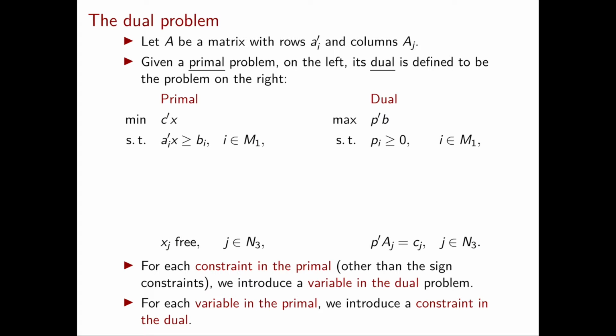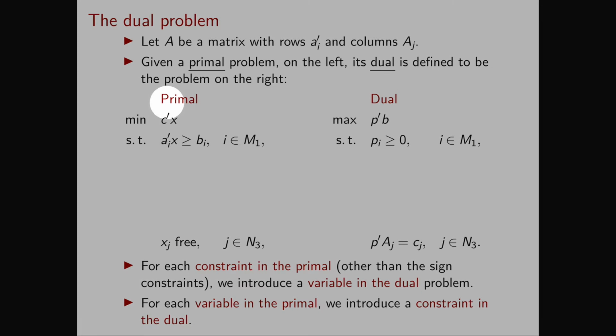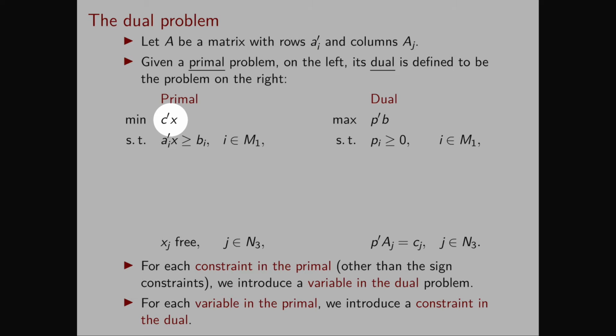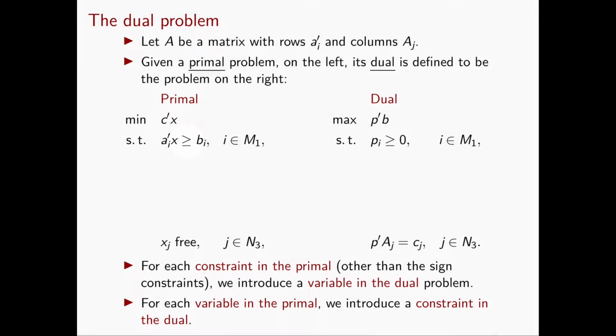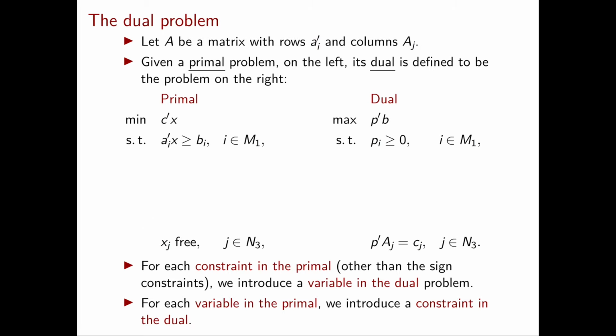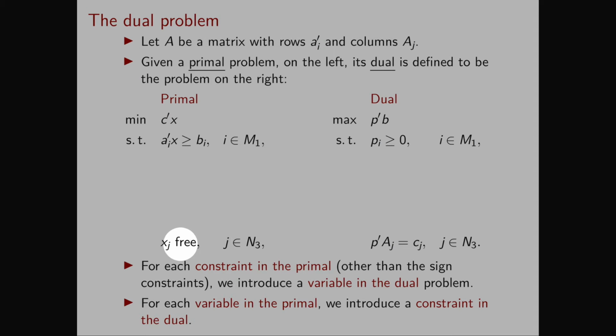And we can also have any variable either free or non-negative or non-positive. If you look now at the primal, I have only written my objective function, min c transposed x, subject to a bunch of inequality constraints of the form greater than or equal to, and these are denoted by a_i transposed x greater than or equal to b_i for i in an index set M1. And let's say for now that all the variables are free.